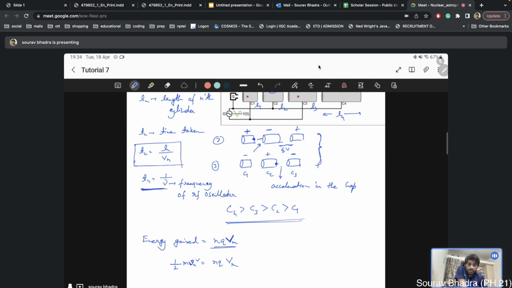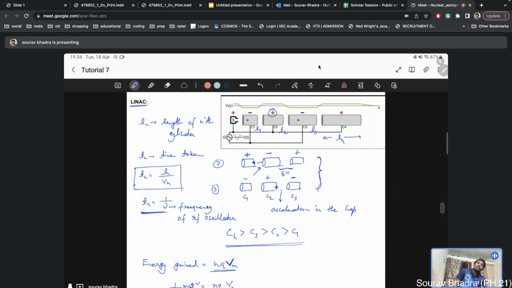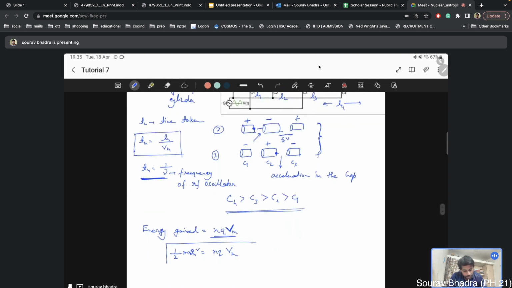So the velocity of the particle when it comes out of the linear accelerator, after getting accelerated in the nth cylinder, will be given by the energy gained by the particle, nQVm. From here you can also write that your Vn, which will be the maximum velocity, is the square root of 2nQVm divided by m. So here you can see that your n is fixed for a particular accelerator, your q is constant, Vm depends on you, how much voltage you are giving through the RF oscillator, and m is the mass of the ion.